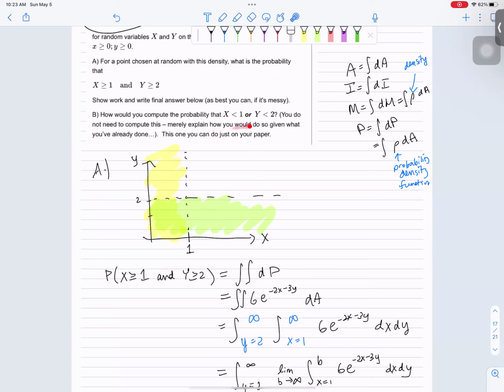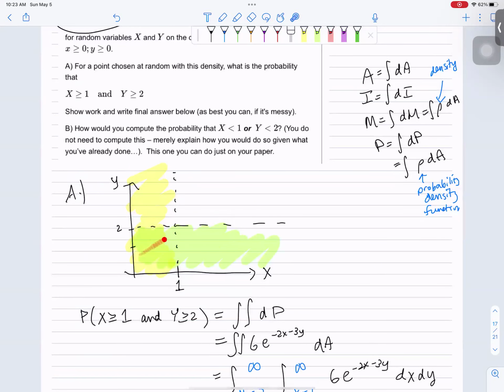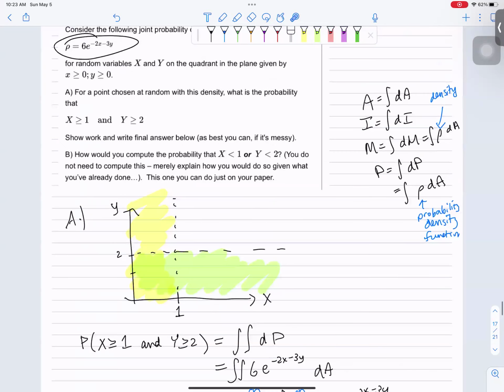You do not need to compute this, merely explain how you would do so. So let's set up what the integral would be, or like how would we get this region? Well, think about this region. And this was from part A.